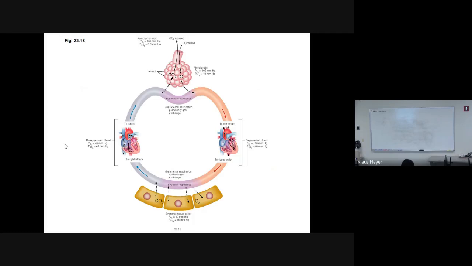Okay, this slide right here is talking about Dalton's law. Dalton's law is that each gas exerts its own independent pressure. So if you look at these gases, it's small, it's kind of hard to see, it's really small.